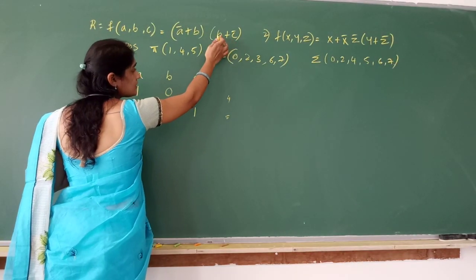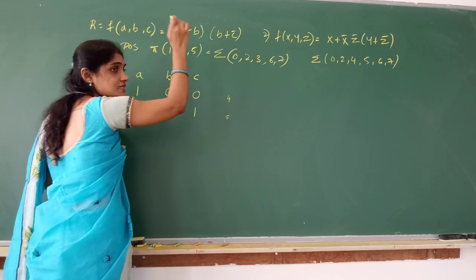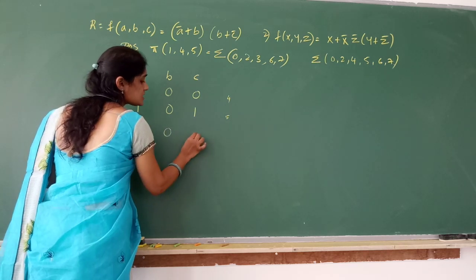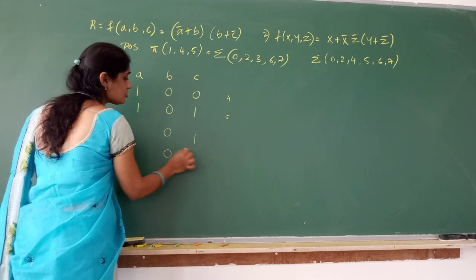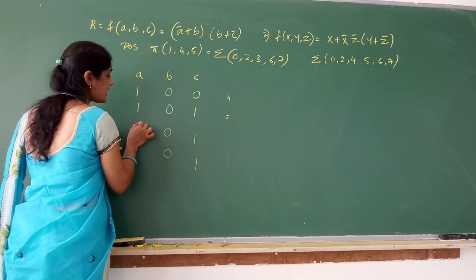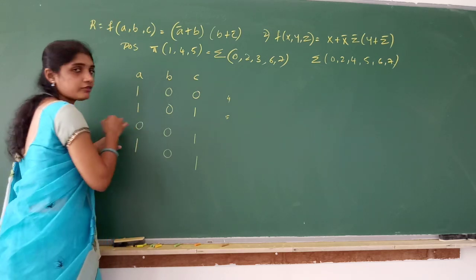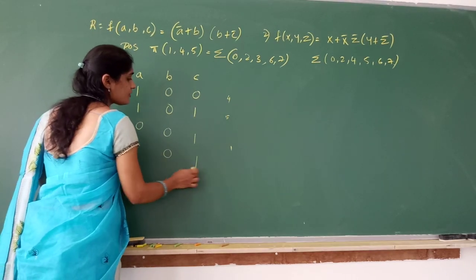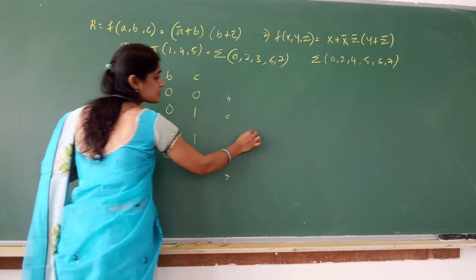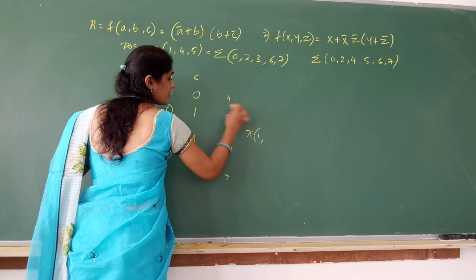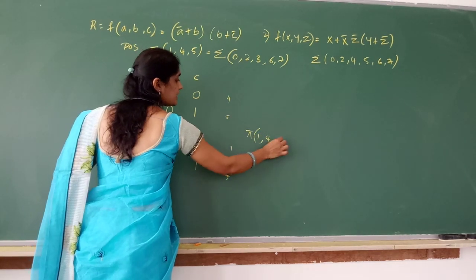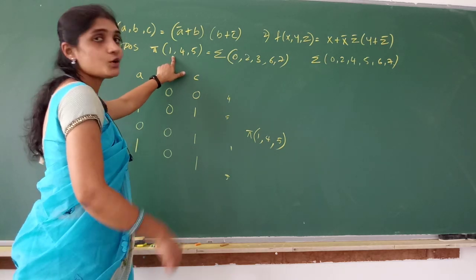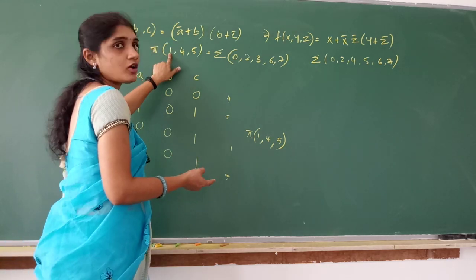B plus C bar. That means B is taking 0, C is taking 1. But what is A? A can be either 0 or 1. So 0, 0, 1 is what? 1. 1, 0, 1 is what? 5. So what are the terms we have got? Pi of 1, 4, 5. 5 is repeating two times, you can write it only once. So that is the answer you have got when you place this equation in the canonical form.